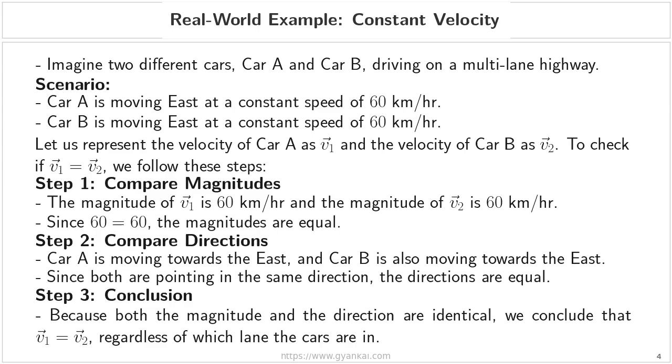Finally, we reach step 3, the conclusion. Because we have verified that both the magnitude and the direction are identical, we can mathematically conclude that vector v sub 1 equals vector v sub 2.